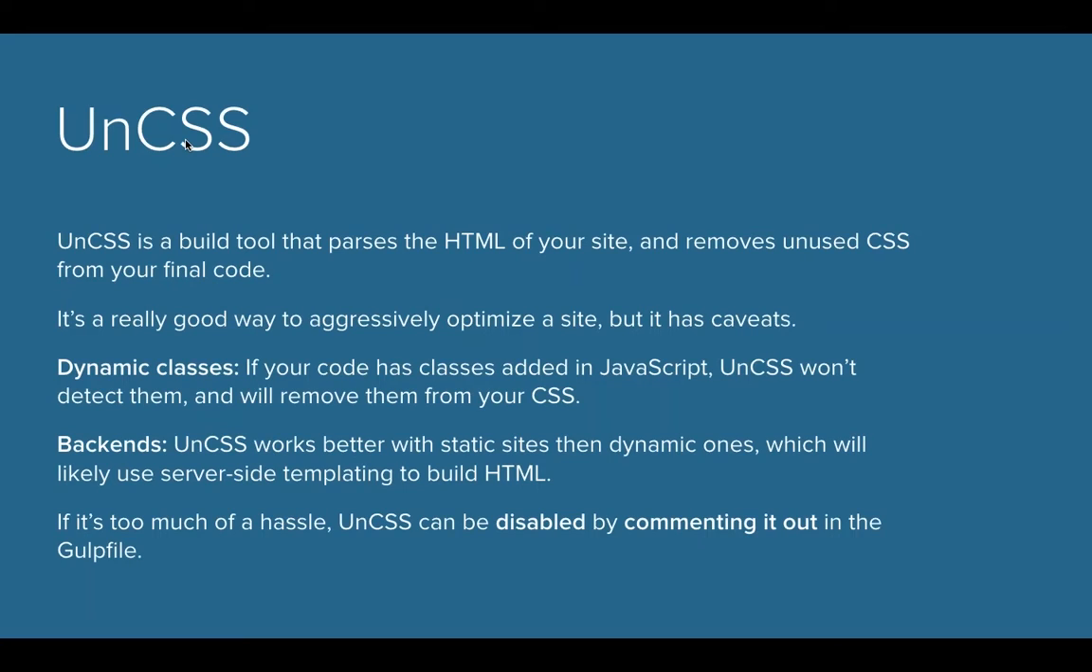So UnCSS is a really powerful build tool. It's a little bit newer, but it's been around for a while. Basically it can go through your HTML, see what you didn't use, and then actually dump it out of your output CSS file. The reason this is really powerful is because it could take a file that's 120 kilobytes and bring it down to really small, like 20 or 10 or something ridiculous. So it does a lot of stuff automatically for you.